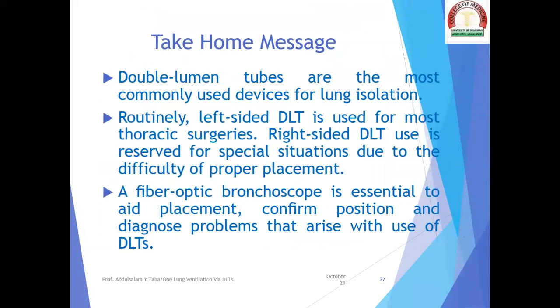Take-home messages of our lecture: double lumen endotracheal tubes are the most commonly used devices for lung isolation. Routinely, a left-sided double lumen tube is used for most thoracic surgeries. Right-sided double lumen tube use is reserved for special situations due to the difficulty of proper placement. A fiber optic bronchoscope is essential to aid placement, confirm position, and diagnose problems that arise with the use of double lumen tubes.